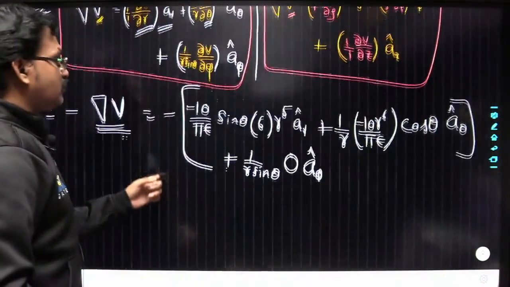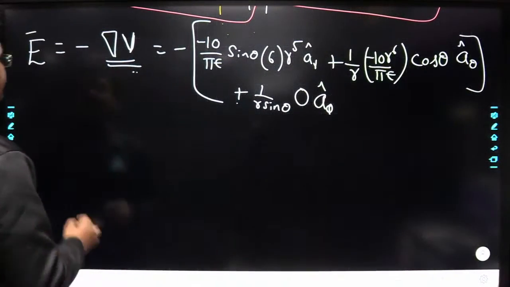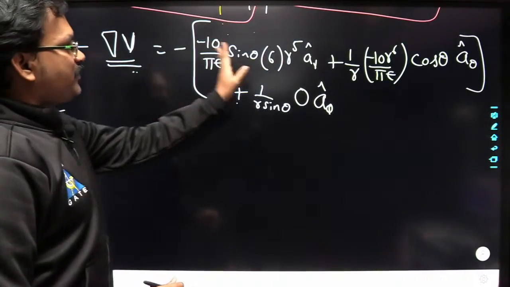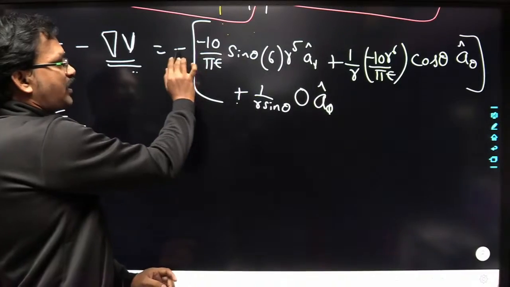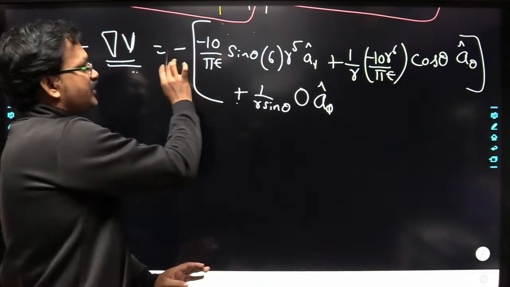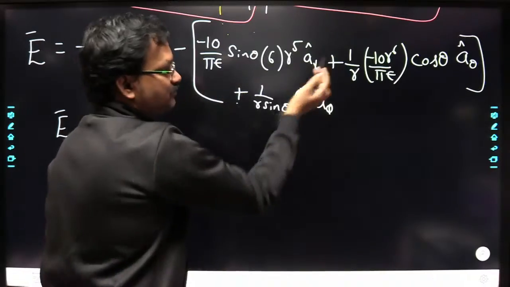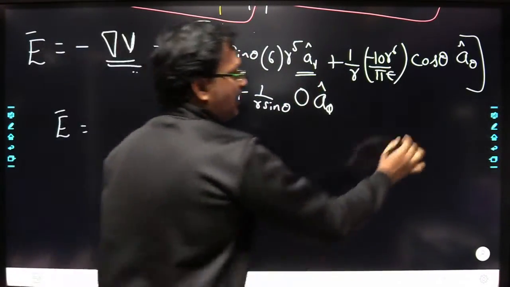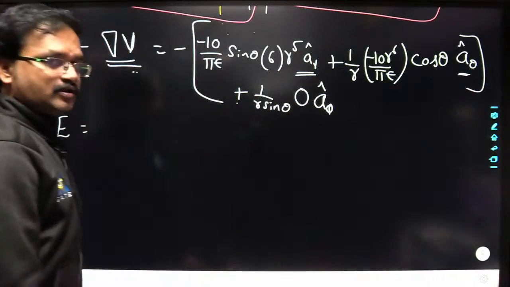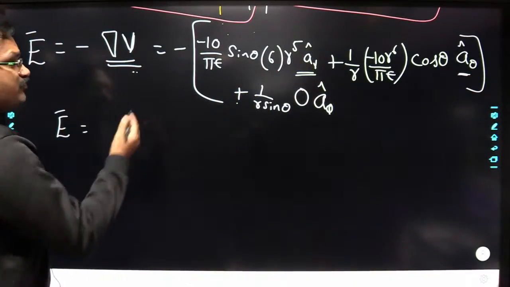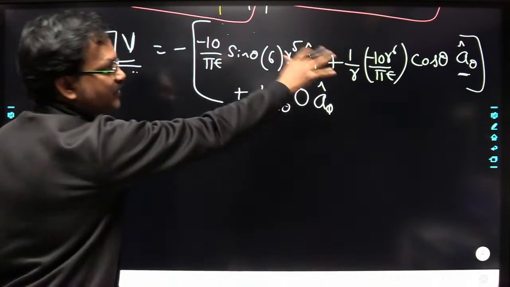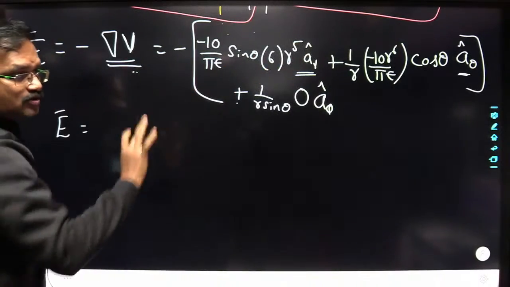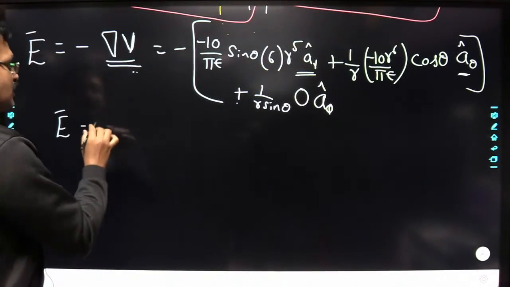So that means the overall gradient of V. So E bar is equal to, so multiply with minus here. So here minus into minus will become plus, and here minus and minus will become plus, and this term is 0. You are having only AR cap component and A theta cap component. Right. Okay. So write down that here. Electric field is equal to, so everything will become plus here, because if you multiply with minus, all the components are going to become positive.